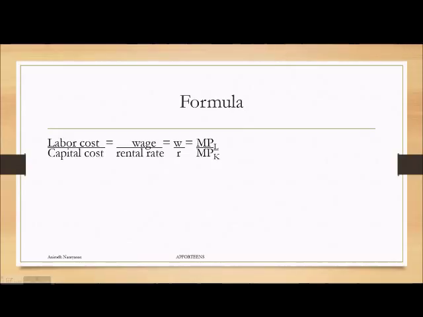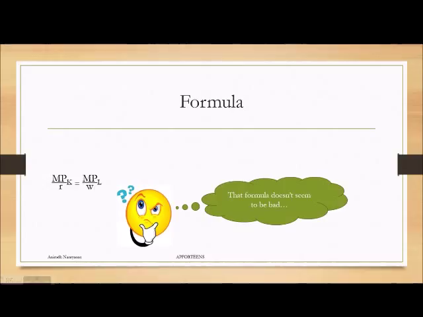If you multiply both sides of that first equation by marginal product of capital and divide both sides by W, going through a long and difficult scenario, you eventually get this equivalent, which is definitely a lot better than that previous one. Marginal product of capital over the rental rate is the same thing. It should be equivalent to the marginal product of labor over the wage. Okay? This formula doesn't seem to be too bad.